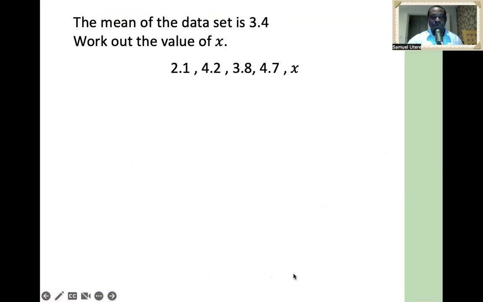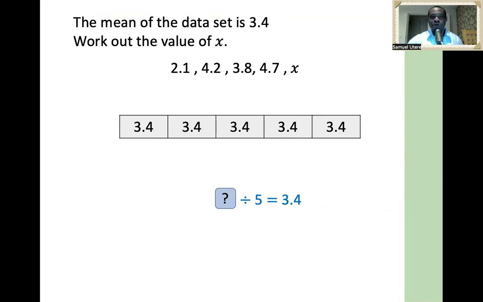All right. We come to another example. Sometimes you would be given data, you're told what the mean is, but one of the numbers would be missing. So you'll be required to work out the number that is missing in the data set. So in this case, we have all these numbers, but one of the numbers is missing, but we're told the mean.